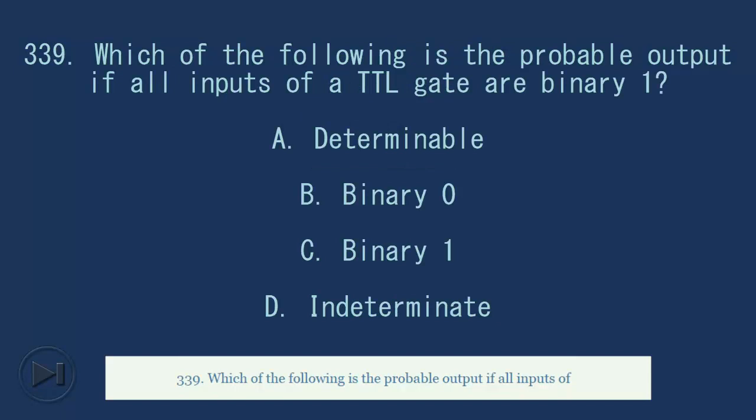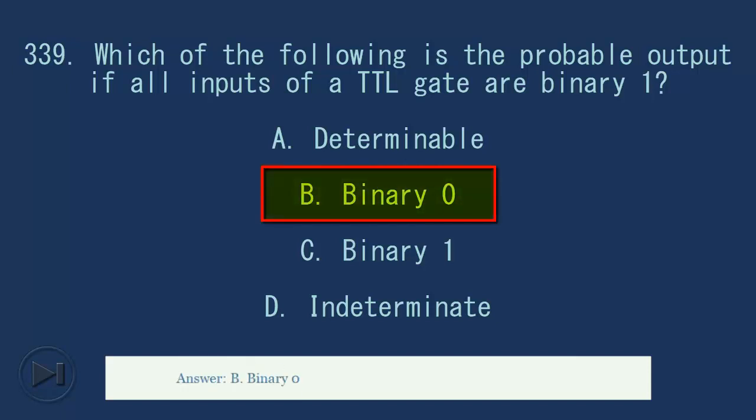339. Which of the following is the probable output if all inputs of a TTL gate are binary 1? A. Determinable. B. Binary 0. C. Binary 1. D. Indeterminate. Answer, B. Binary 0.